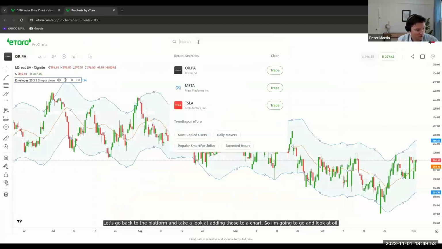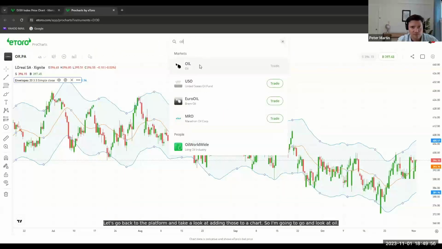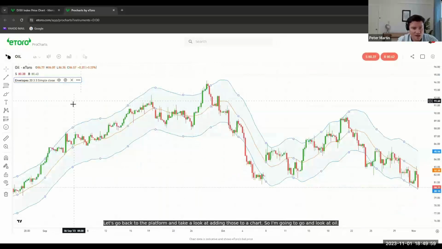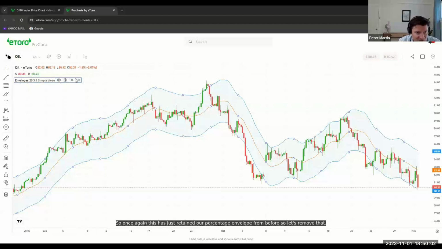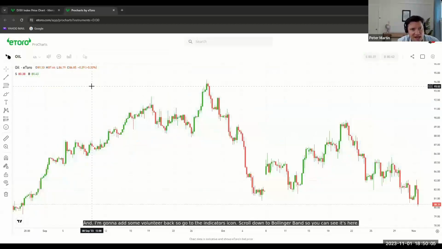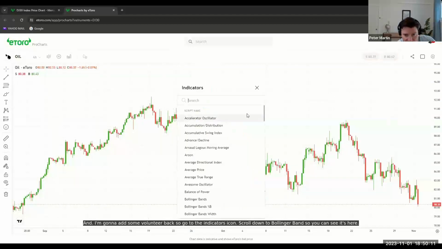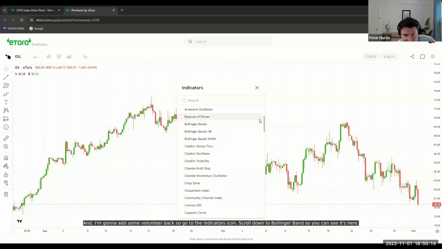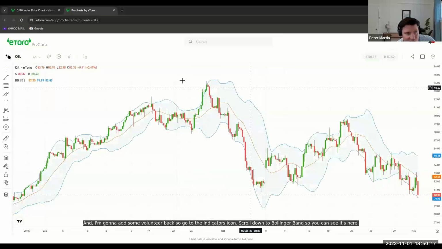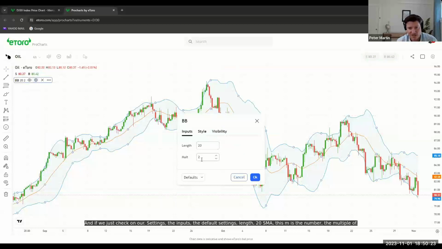So I'm going to go and look at oil. Once again, this has just retained a percentage envelope from before, so let's remove that. And I'm going to add some Bollinger Bands. We'll go to the indicators icon, scroll down to Bollinger Bands. We can see it's here. And if we check our settings, the inputs, the default settings, length 20 SMA, this mult is the multiple of standard deviations away. So there's 2 standard deviations above and below.